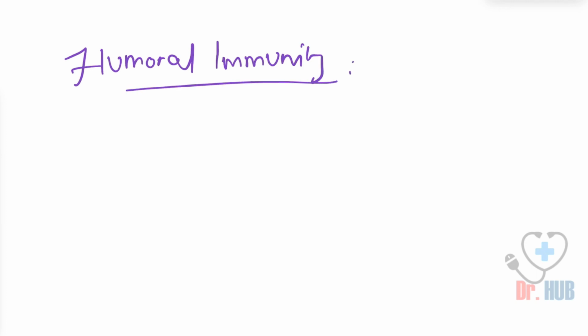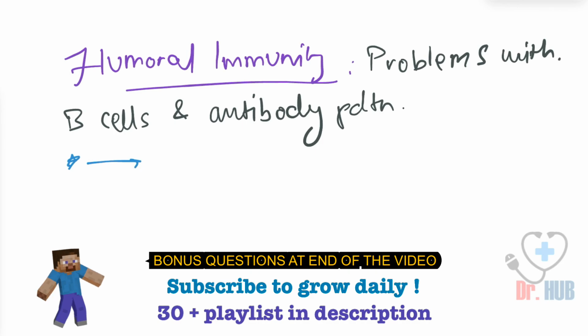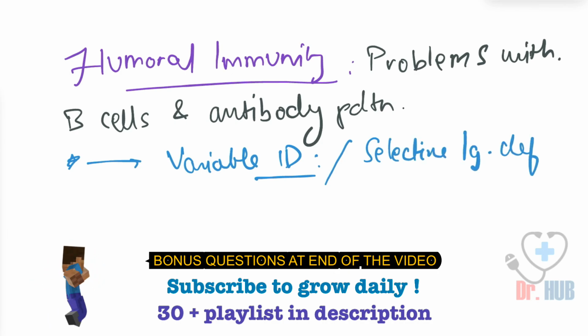So first we're going to talk about the humoral immunity. What is the humoral immunity? Under the humoral immunity, they are nothing but the problems with the B cells and the antibody production. So what are the disorders associated with this? The disorders include common variable immunodeficiency. Then it also includes the selective immunoglobulin deficiency, such as IgA deficiency.